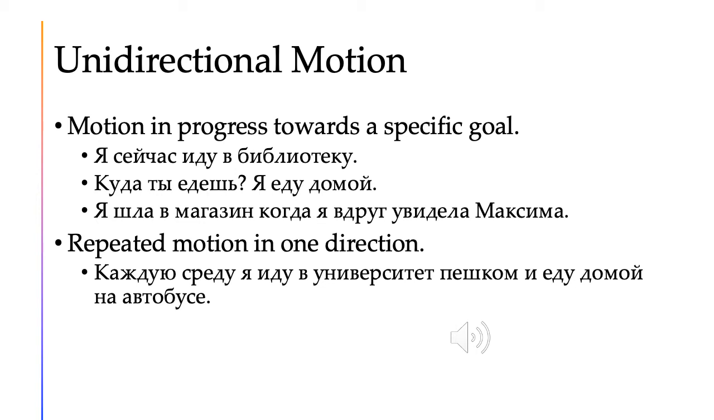For instance, «Каждую среду я иду в университет пешком и еду домой на автобусе». Every Wednesday, I go to campus on foot, or I walk to campus, and I ride home on the bus. And so this is a round trip, but each leg of the trip is done differently and described differently, and each leg of the trip is unidirectional, so we're going to use a unidirectional verb of motion to describe each leg of the trip because there is motion in progress towards a specific goal. «Каждую среду я иду в университет пешком и еду домой на автобусе».